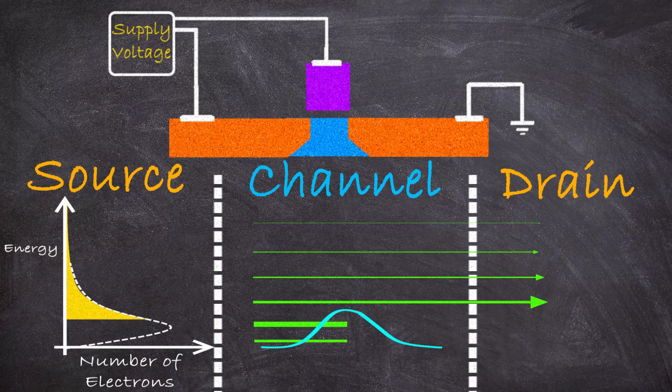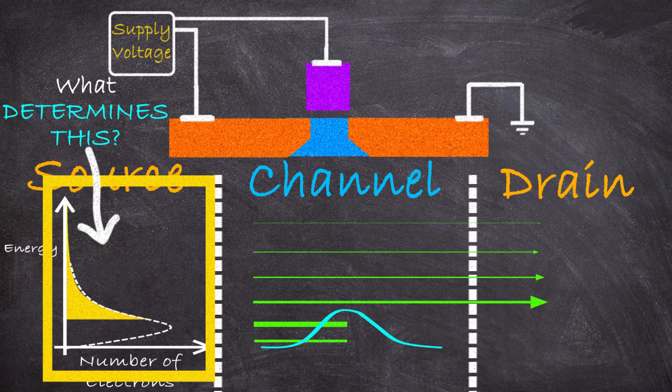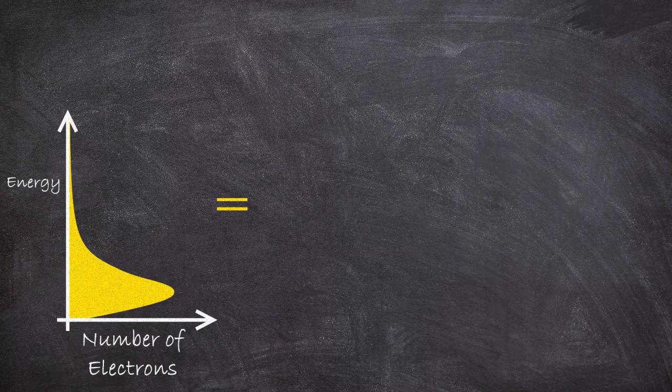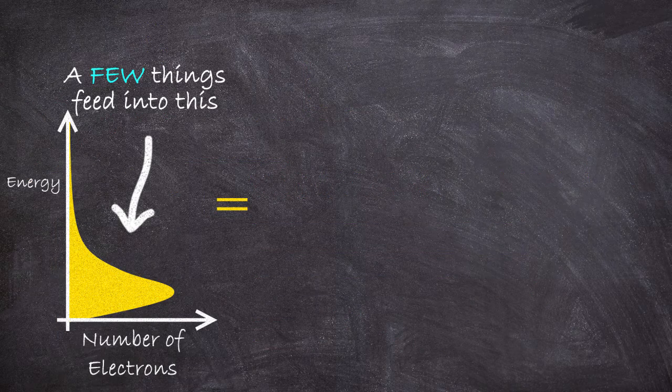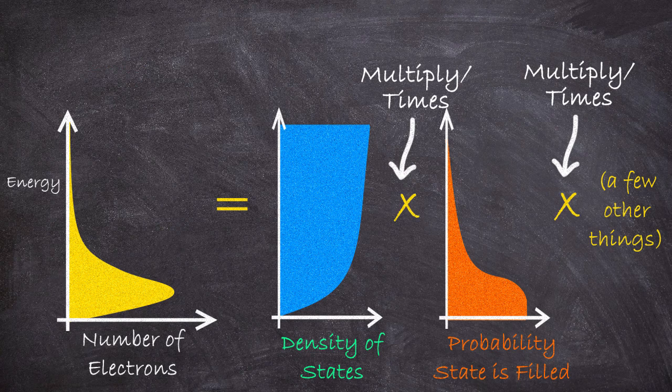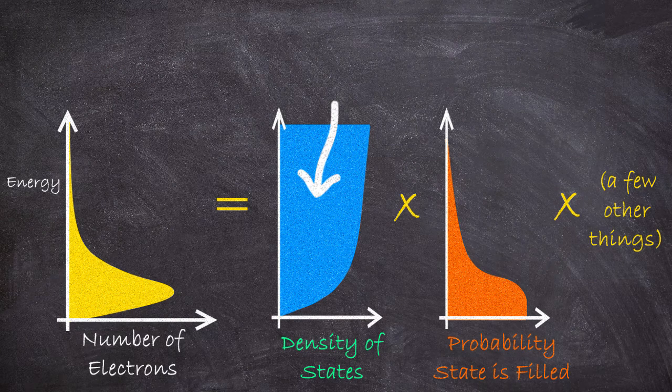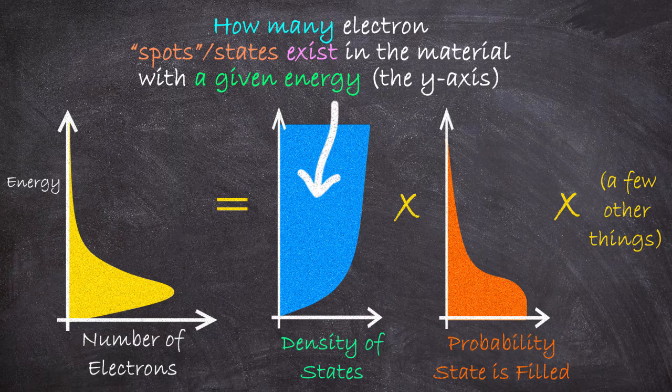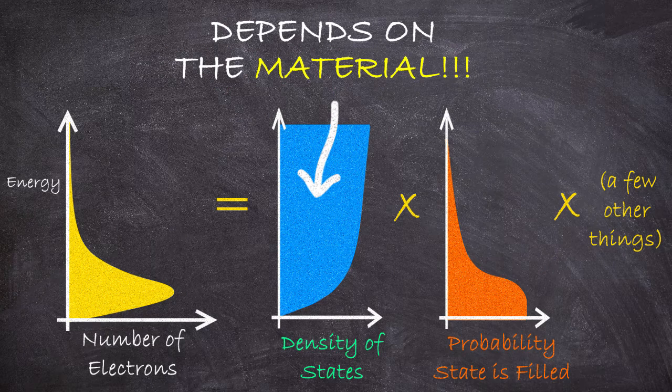The second thing we need to think about is what determines the supply or distribution of electrons that are available to move through the channel. There are actually a few things that feed into this. The first is called the density of states. It's basically how many states exist for electrons in a given material that have a given energy. It's like the number of seats on the bus for electrons at each energy. And what is crucial to understand is this density of states function, the number of seats available, is a material property. It depends on what the transistor is made out of.